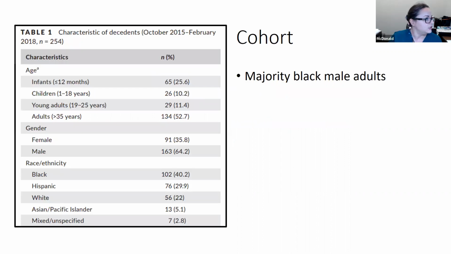So just jumping into it, their cohort over that time period of 254 individuals was, for the majority, adults, males, and Black or African American in ethnicity. It is somewhat of a unique cohort, as we will discuss a little later on.